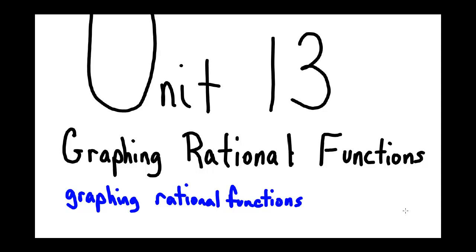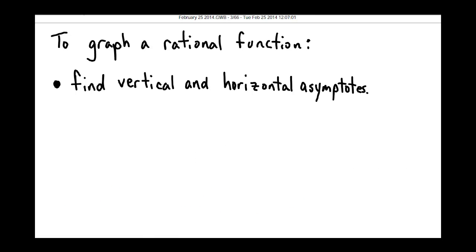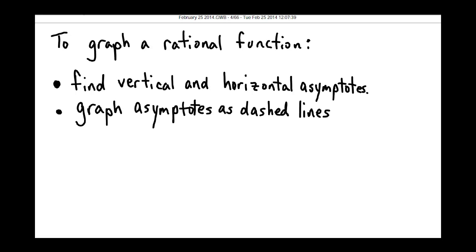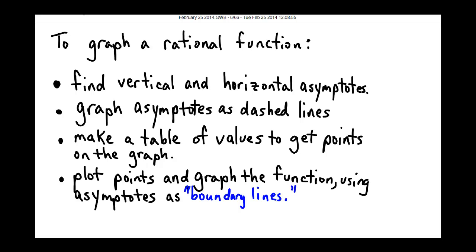We continue Unit 13, Graphing Rational Functions, with flaps 2 and 3 in our foldable. To graph a rational function, we first find the vertical and horizontal asymptotes. We discussed this in flap 1 of our foldable. Then we graph those asymptotes as dashed lines. Make a table of values to get the points on the graph, and then plot points and graph the function using asymptotes as boundary lines.